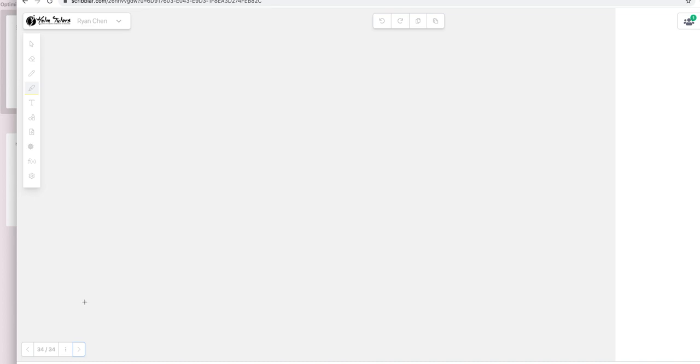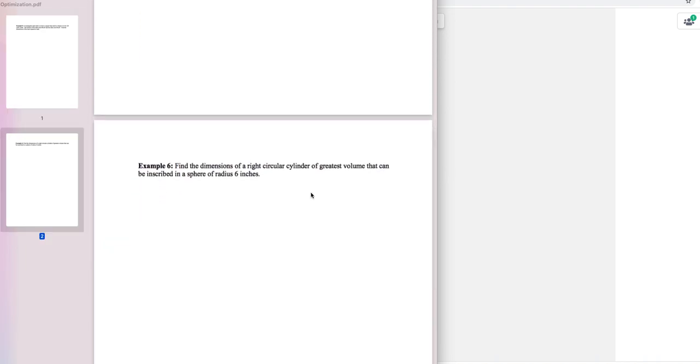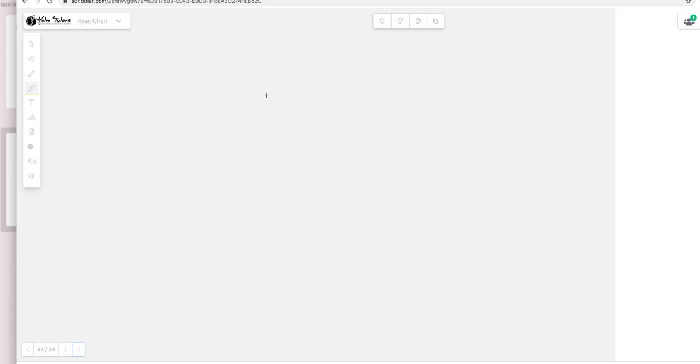Next is problem 6. So read it out loud for both of us. Find the dimensions of the right circular cylinder of greatest volume that can be inscribed in a sphere of radius 6 inches.